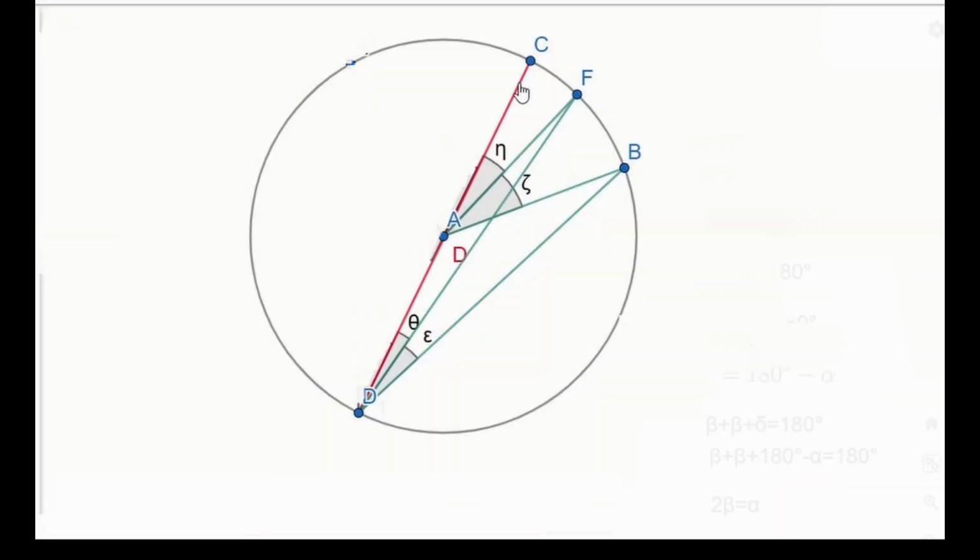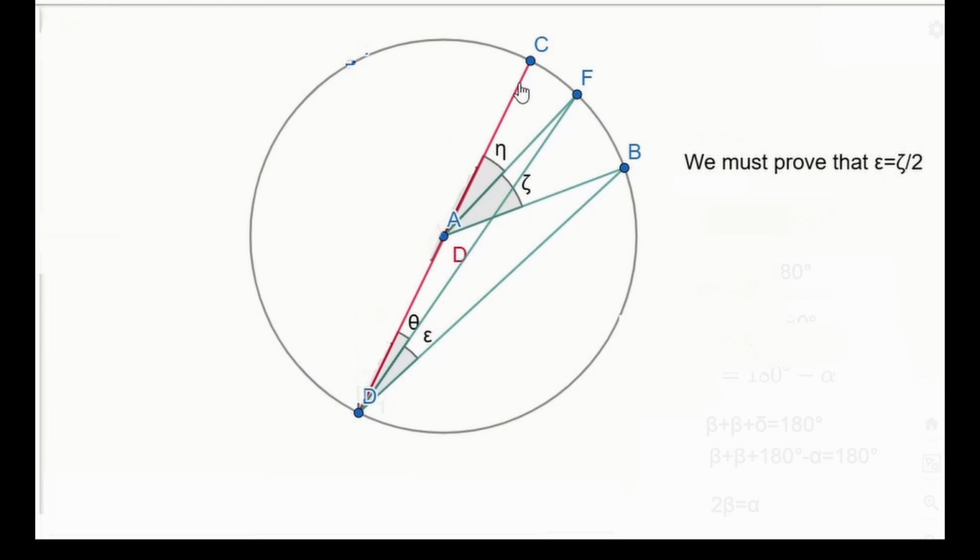Now let's move on to the general case. In this case, neither side of the inscribed angle needs to pass through the center of the circle. The only requirement is that the central angle and the inscribed angle subtend the same arc. In the figure, angles epsilon and zeta both subtend arc BF. Here, epsilon is an inscribed angle, and zeta is a central angle. Our goal is to prove that epsilon is half of zeta.